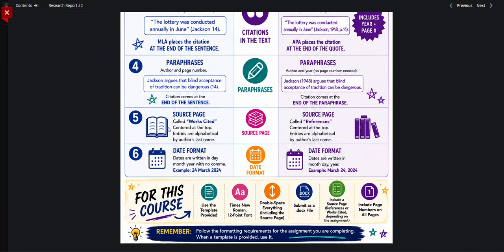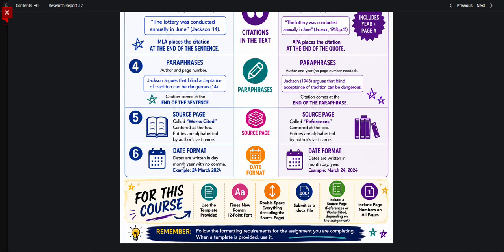Your sources page in MLA is called Works Cited. Your sources page in APA is called References, and it is bolded. It is not bolded in MLA, it is bolded in APA. Again, I know these seem like really nitpicky differences, but they are differences nonetheless.